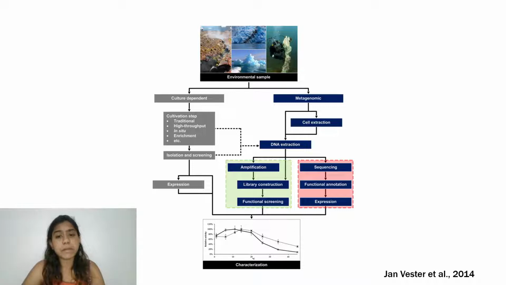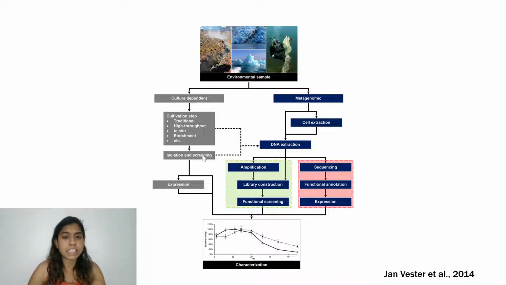So what are all the different methods through which we can assess an environmental sample? There are two different types. One is culture dependent. So the 0.1 to 1% of the microbial community which can be cultured can be assessed through some of these steps. There are several high throughput methods. Traditional methods involve culturing them on plates and so on, or enrichment based culturing, etc.